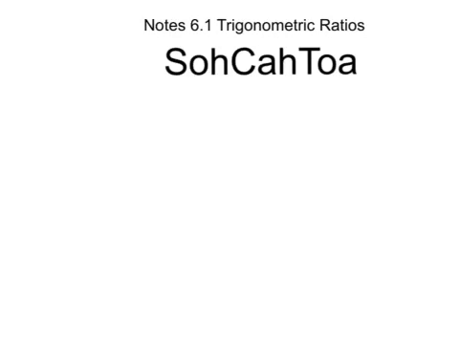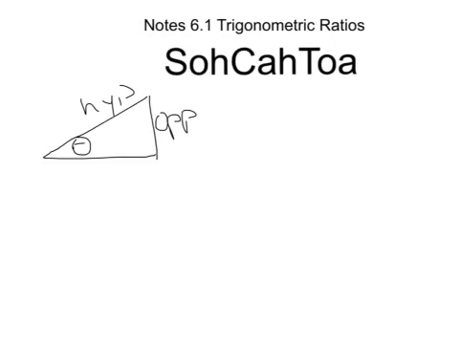Section 6.1 deals with trigonometric ratios. You've probably heard of SOHCAHTOA before to help you find the sine, cosine, and tangent of an angle. If I have a triangle, and here's angle theta, we use Greek letters. This side is opposite. This is the hypotenuse. This one's adjacent.